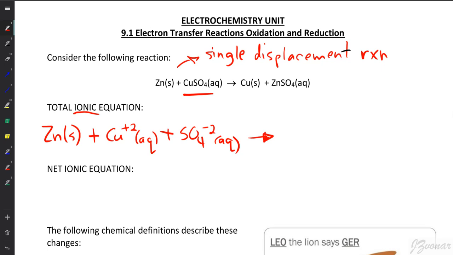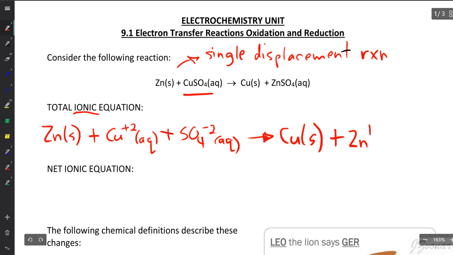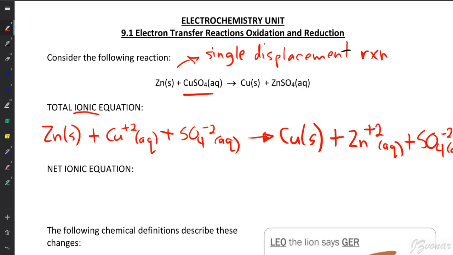Then if we go over to the product side, we see that copper is a solid, so we leave it as it is. And then we've got zinc sulfate, which dissociates into zinc ions with a charge of +2, and sulfate ions with a charge of -2. Reminder that sulfate is one of those ions that we expected you to memorize last year. Now that's the total ionic equation.